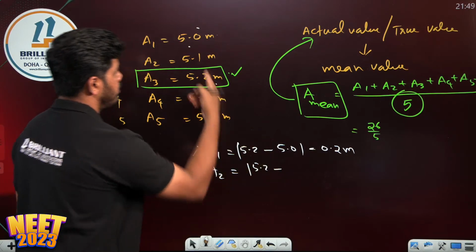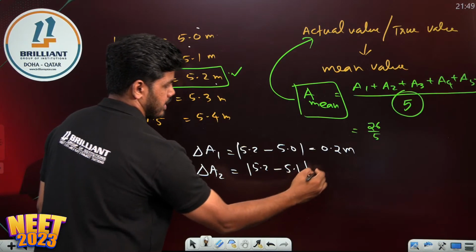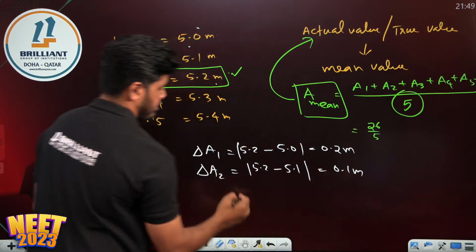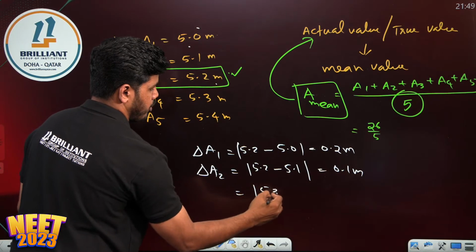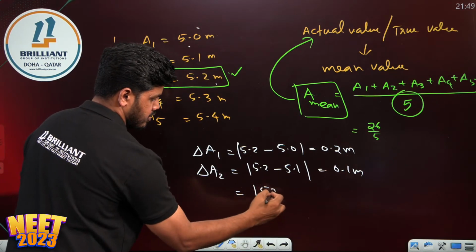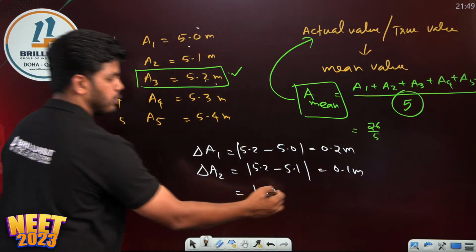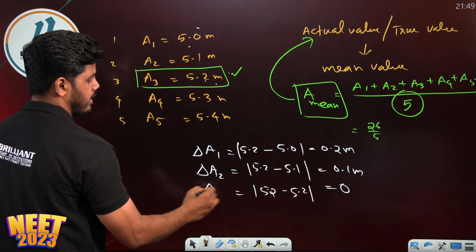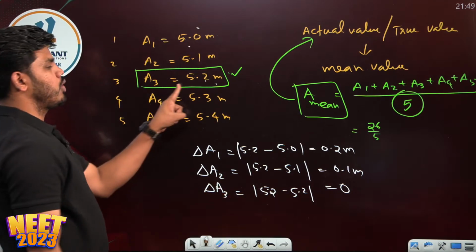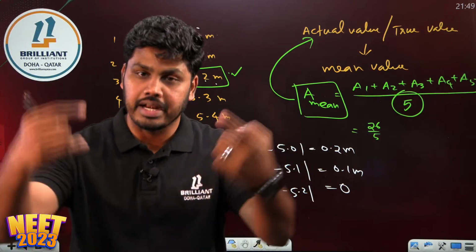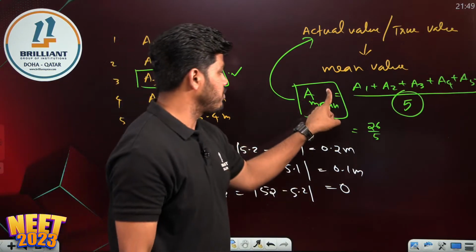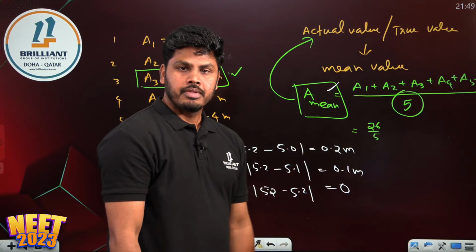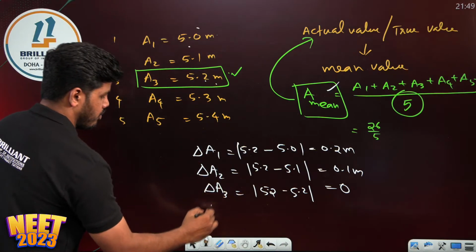5.2 is the mean value minus 5.1. That is going to be 0.1 meters. What will be this? 5.2, the third one. Third one is 5.2 only. Measured value is 5.2 minus 5.2. It is going to be 0, right? Delta A3. There is no error in the third measurement because that is a true value, because that is a mean value of the measurement. Correct?